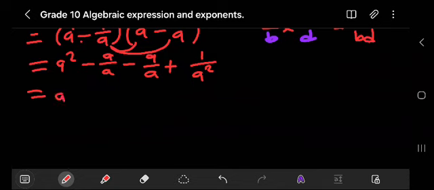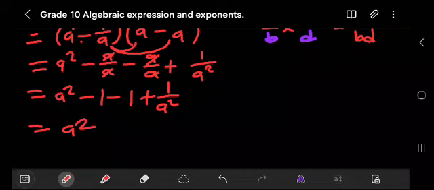We have A squared. Minus A over A, this is the same as 1. A and A will cancel, left with 1. Minus A and A will cancel, left with 1. Plus 1 over A squared. Then this will be equal to what? A squared minus 1 minus 1 will be minus 2, plus 1 over A squared.